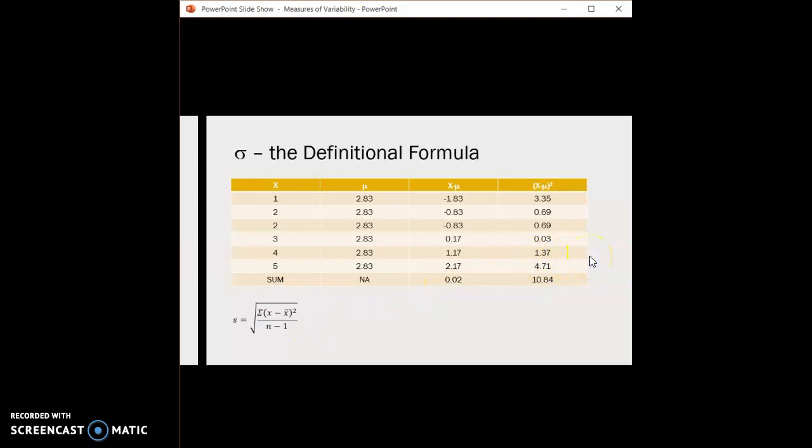Now, I've also mentioned with the definitional formula that the sample needed to be adjusted by the degrees of freedom, which is n minus 1. We know this is sample because instead of having a mu, we have x bar, and we have an s instead of a sigma, and we also have n minus 1 in the denominator. Again, this top half represents the sum of the squared deviations around the mean. N minus 1 is the degrees of freedom.